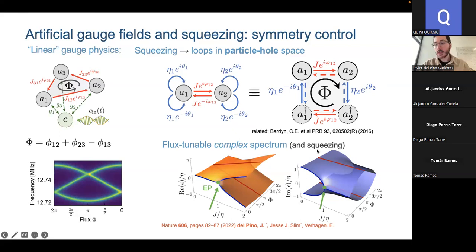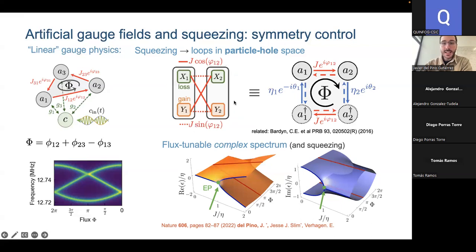One of the effects is that the dispersion or the energies can be tuned, and here this means that one can tune both the splittings, the frequency splittings, and also tune the imaginary part, which means tuning the gain and the loss of the model. And the mechanism in this case is relatively easy to understand. If we now write this mode diagram in the quadrature basis instead of the particle hole basis, then what we see is that on each resonator, because of the squeezing, the two photon drives, we have a quadrature that is damped and another one that is amplified.